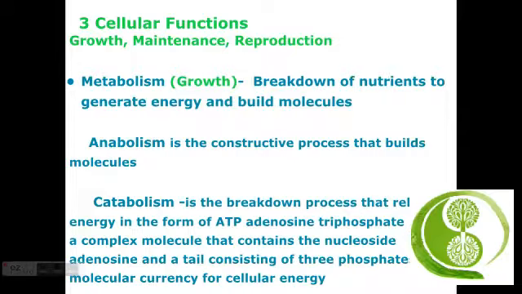Anabolism is the constructive process that actually builds the molecules, whereas catabolism is the breakdown process, and during this breakdown it releases energy in the form of adenosine triphosphate, or ATP. And ATP is simply a complex molecule that contains adenosine and 3 phosphate molecules.